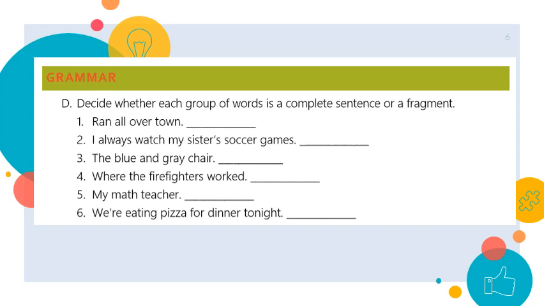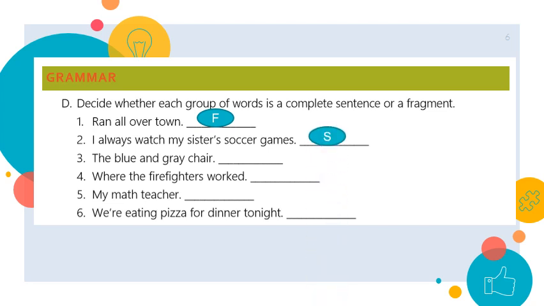Number 1, ran all over town. Ran all over town. This is what? It's a sentence fragment, simply, okay? It's missing a subject here. I don't know who ran all over the town. 2, I always watch my sister's soccer games. It has a subject, it has a predicate, and it has a complete idea, so it is a complete sentence.